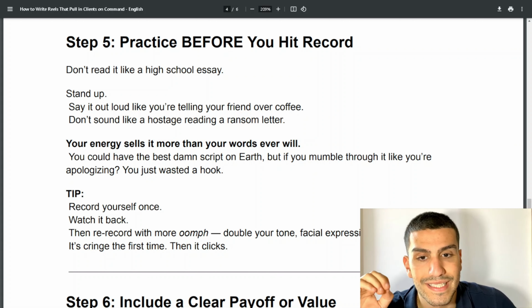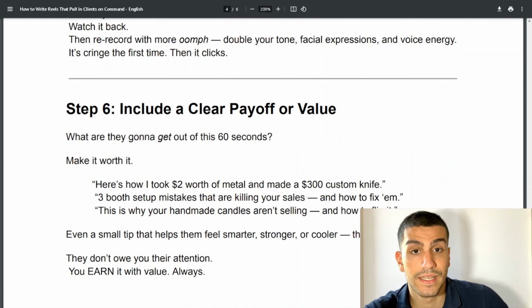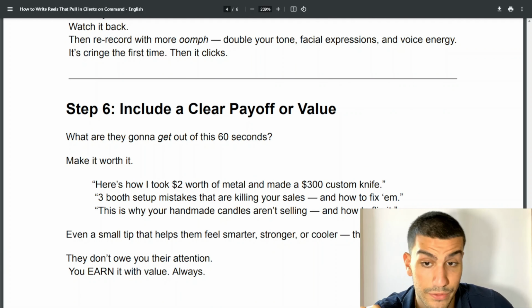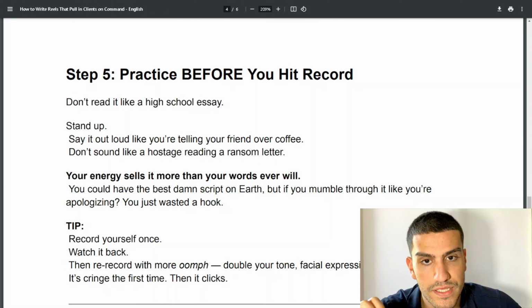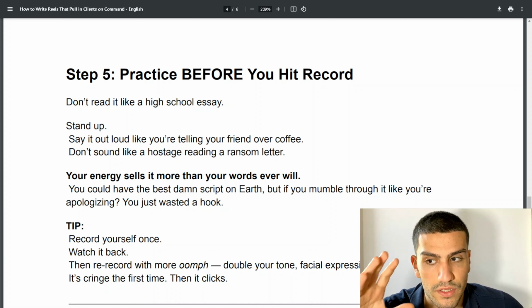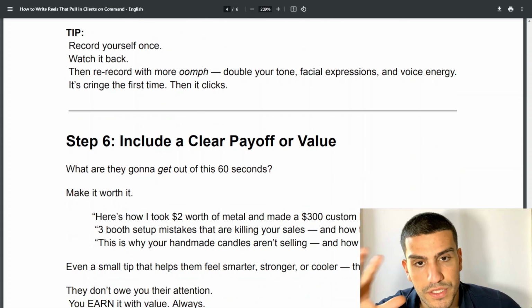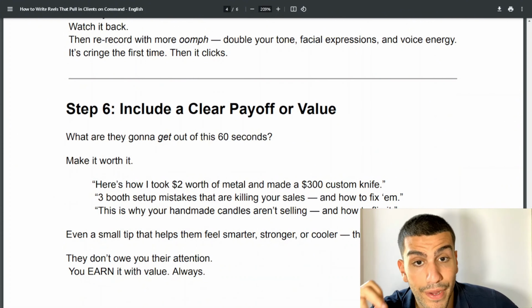So now, step number 6. Include a clear payoff or value. Step number 6. Include a clear payoff.